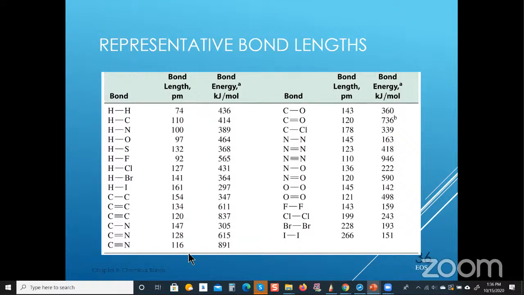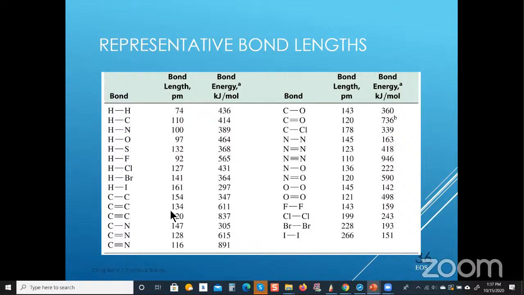So if you look at, for example, this series here, the carbon-to-carbon triple bond compared to the carbon-to-carbon double bond, compared to the carbon-to-carbon single bond, you see the trend: the shortest bond would be the carbon-to-carbon triple bond, 120 picometers.